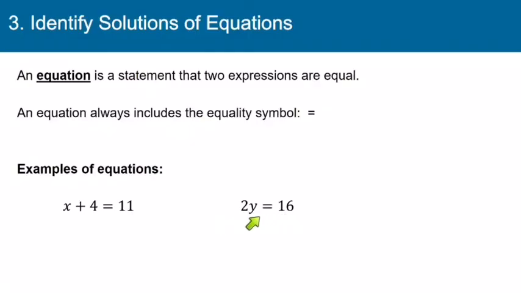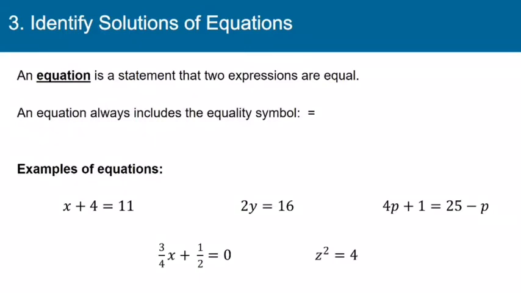Here's another example of an equation. We have 2 times an unknown number equals 16. So they're telling us that 2 times this number has the same value as 16. Here's another equation. I know it's an equation because it contains an equal mark. So 4 times an unknown number plus 1 is equal to 25 minus that unknown number.